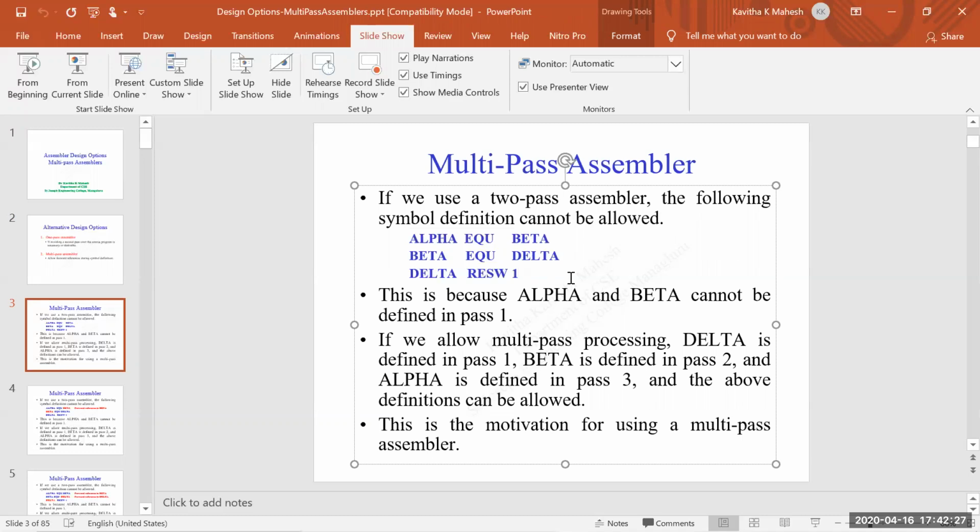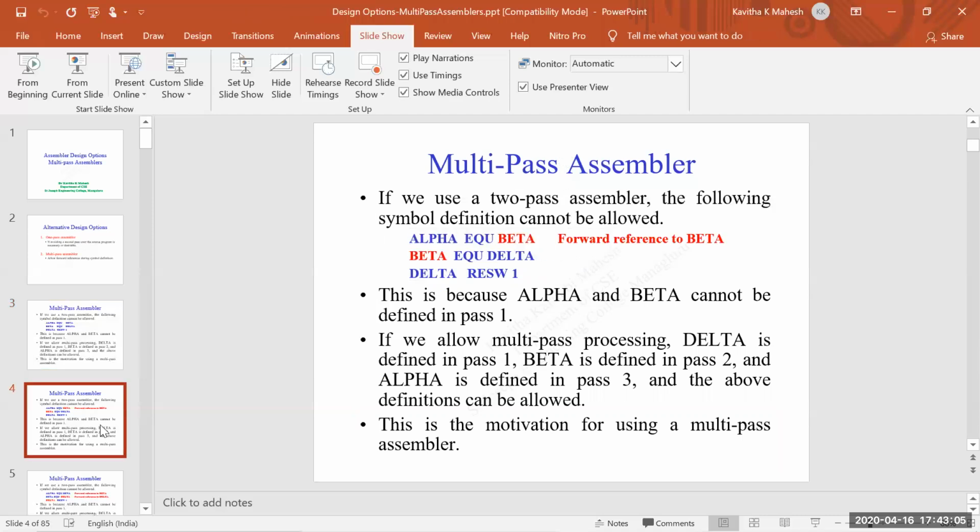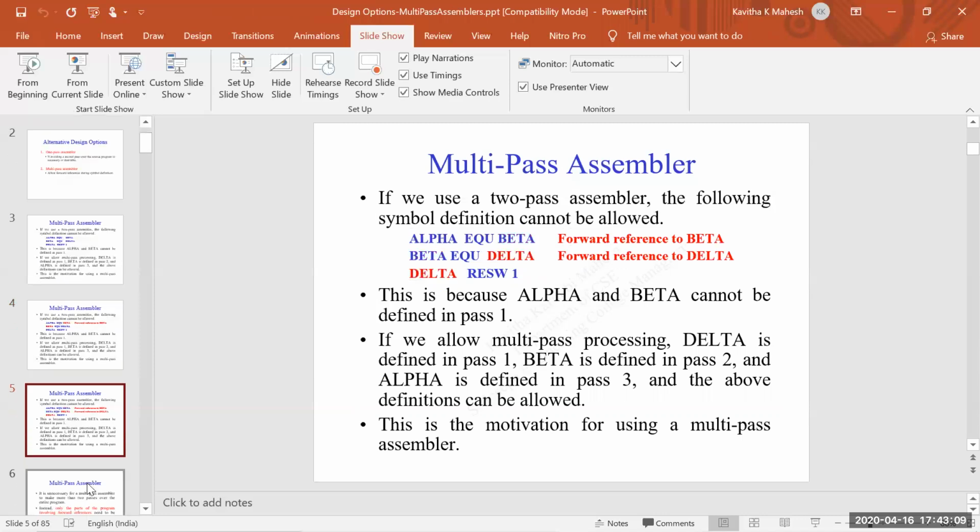As you see, the first two statements are symbol defining statements which define the symbol alpha and the symbol beta. Alpha is given by the defining expression beta, and you see that beta is defined later in the program. Likewise, beta is defined by the defining expression delta, and delta is defined at the later part of the program. In other words, these symbol definitions involve forward references. So alpha is given by beta. Beta is a forward reference. Likewise, in the second statement, we have a forward reference to delta.